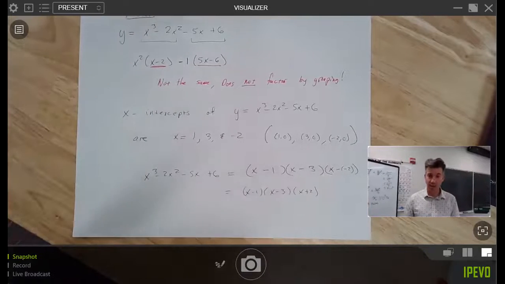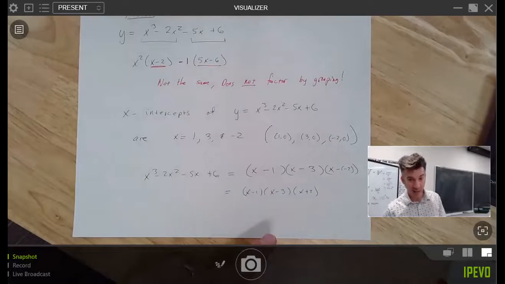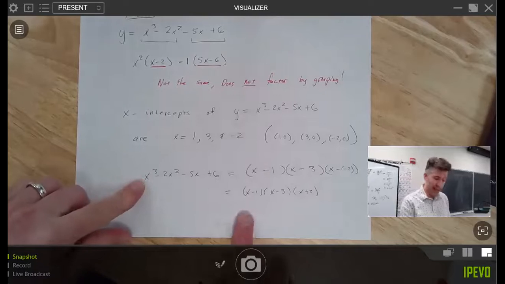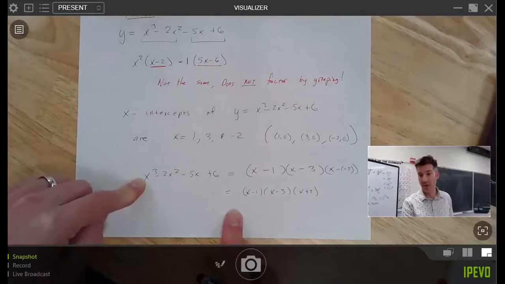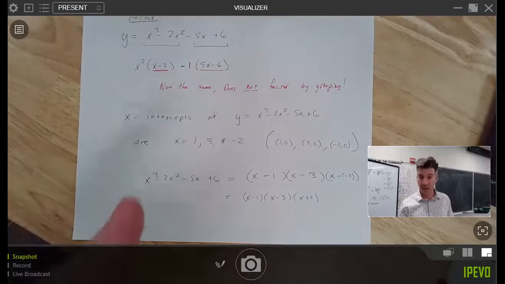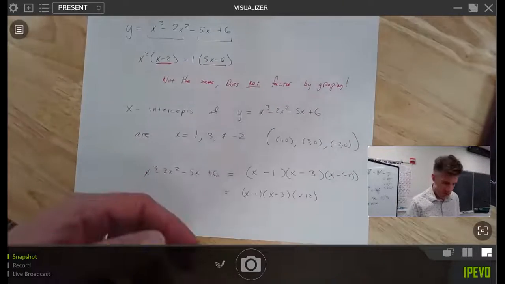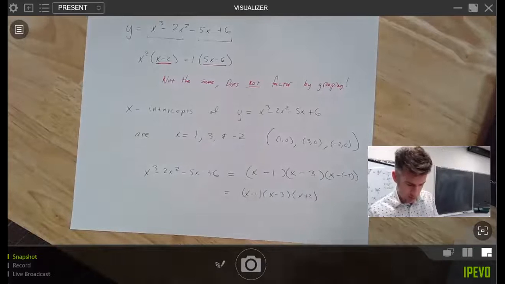And if we do a quick mental check, I'm not going to actually multiply this out, but if I did, I can see that x times x times x would give me x cubed, which is the right first term. So I'm pretty confident that this is how it factors, and I don't need to adjust it anyway. So that's a thing that you should do sometimes.